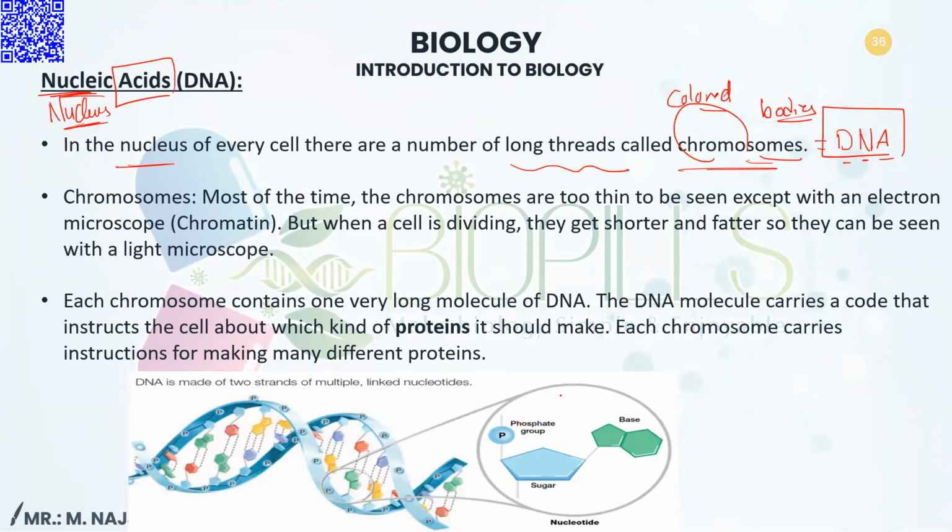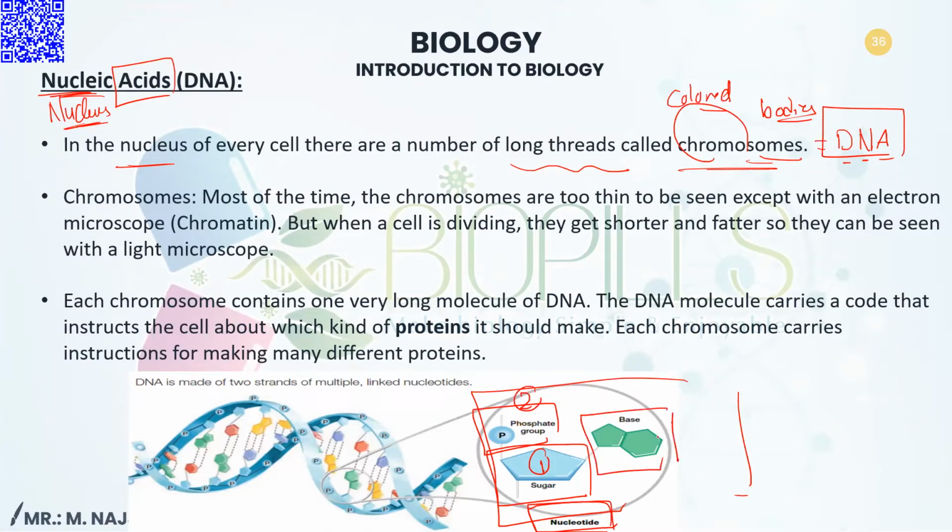This is the most important thing I need you to focus on. What is the basic unit? The basic unit is the nucleotide. What is the structure of the nucleotide? Three basic components. Number one, a sugar. Number two, a phosphate group. Number three, a nitrogen containing base. Again, a nucleotide has a sugar, a phosphate group, and a base.